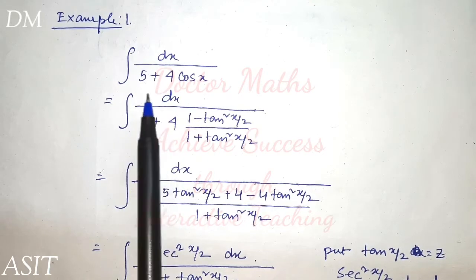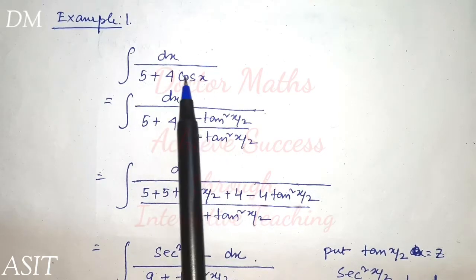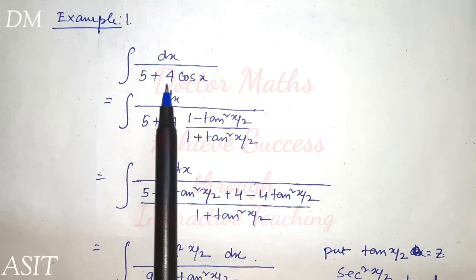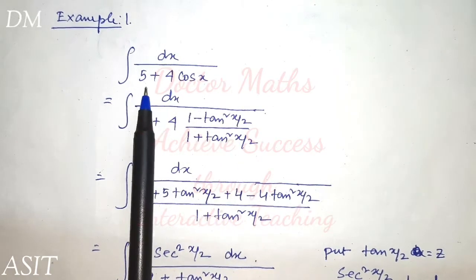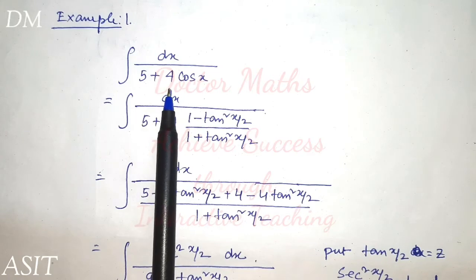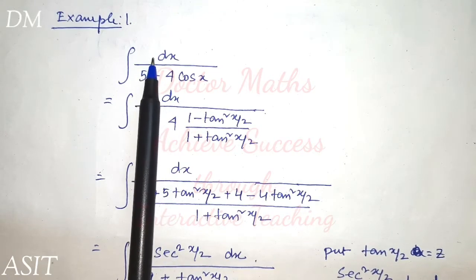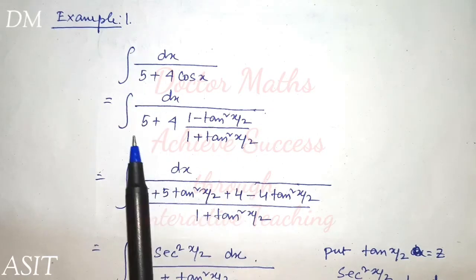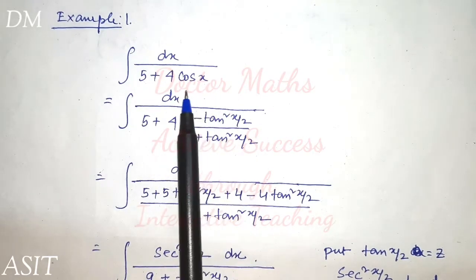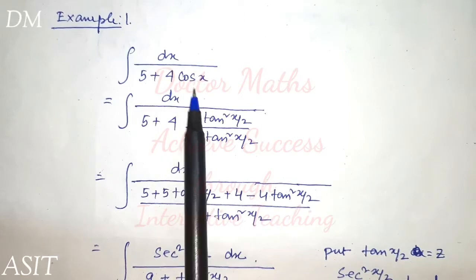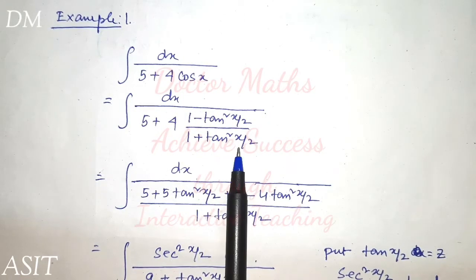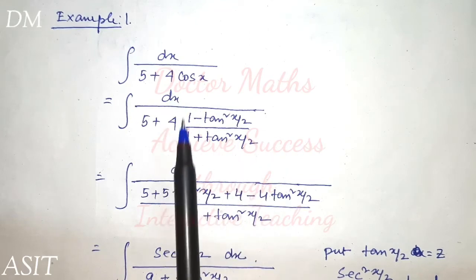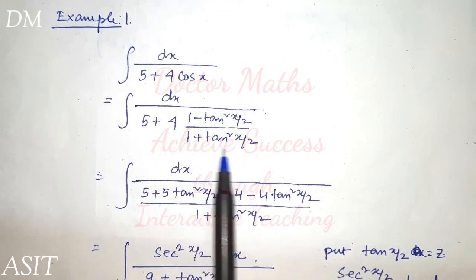So here we have the first example. This example is dx by (5 + 4 cos x). So here the sin x term is not there in the denominator, and in the numerator there is only one constant, that is 1. Now as I told, in case of cos x, I will write (1 minus tan square(x/2)) by (1 plus tan square(x/2)). So I replaced cos x by this.